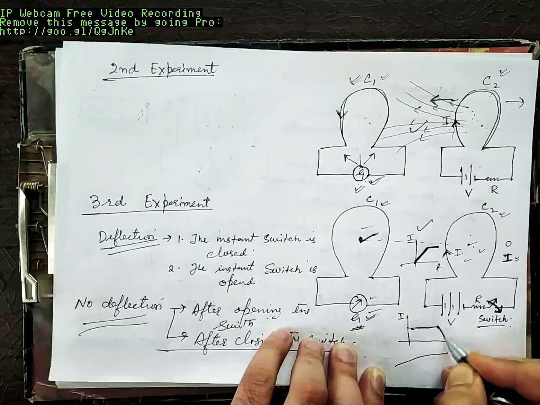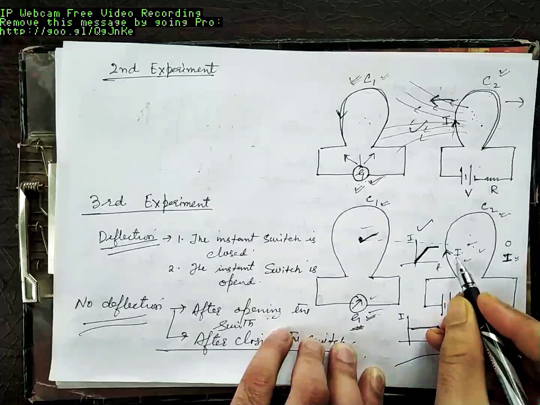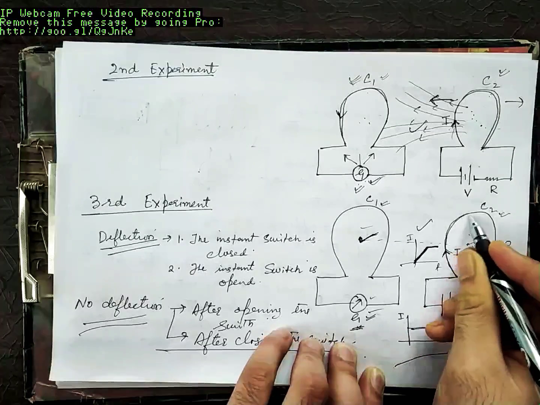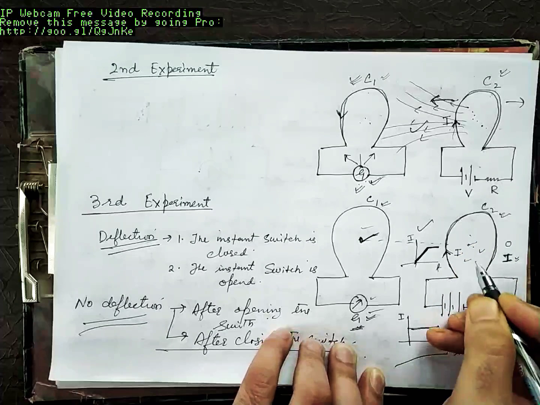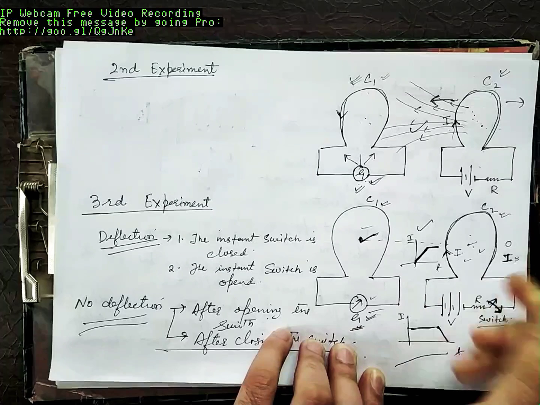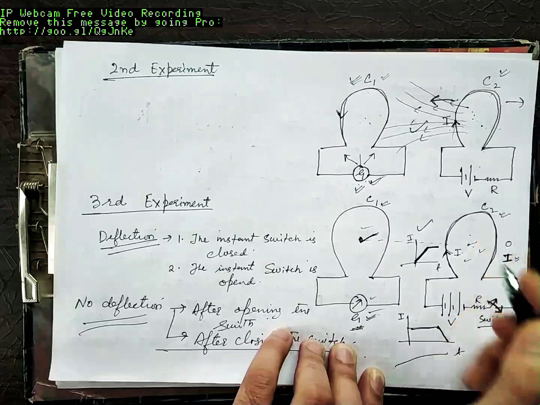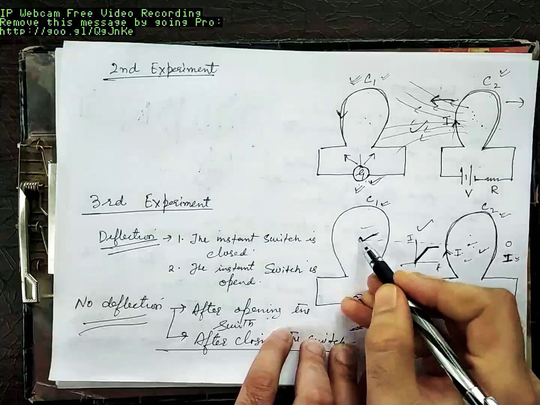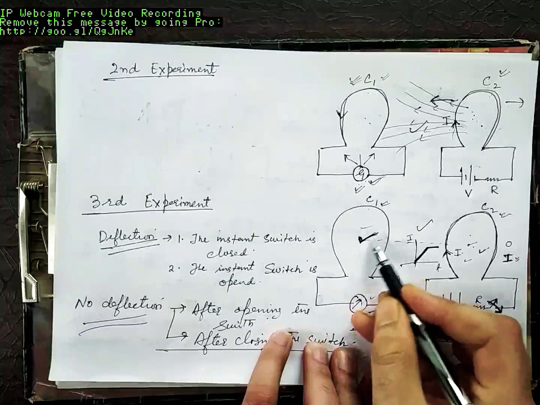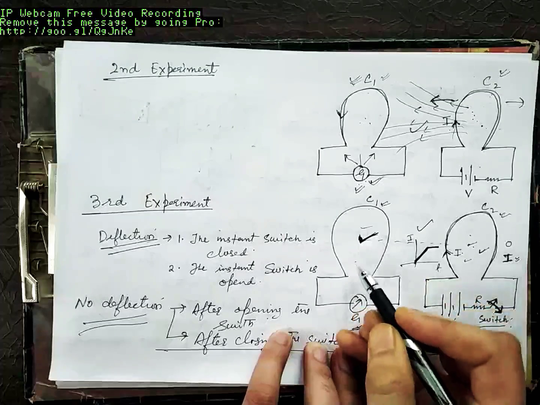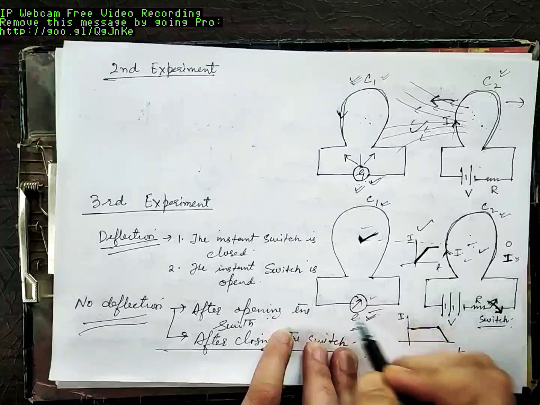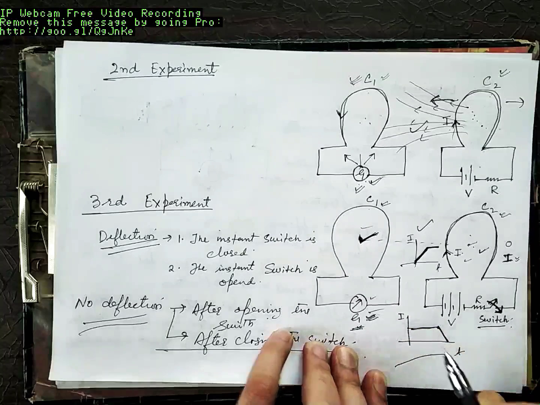During this interval, this current is decreasing. When this current is decreasing, the magnetic field produced by this coil is decreasing. The field lines produced by this coil are decreasing. When field lines produced by this decrease, field lines passing through this will also decrease. So when the field lines passing through this are decreasing, an EMF will be induced in this coil, and that induced EMF will produce a current in this coil. So this galvanometer G will record the current.